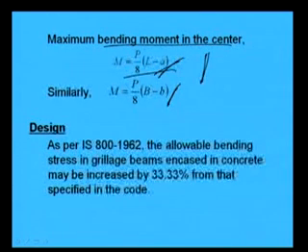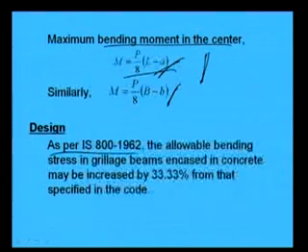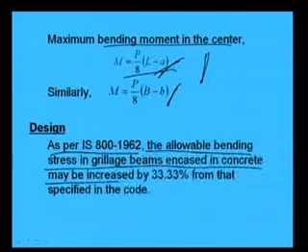Now, we will go for the design process. In fact, IS 800 1962 has given some design criteria. As per IS 800 1962, the allowable bending stress in grillage beams encased in concrete may be increased by 33.33% from that specified in the code. This means we can increase the allowable stress by 33.33% from that specified in the code.